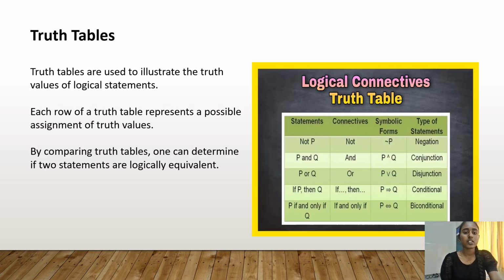Truth tables. Truth tables are used to illustrate the truth values of logical statements, where each row of a truth table represents a possible assignment of truth values. By comparing truth tables, one can determine whether two statements are logically equivalent or not. You can see the table given here: statements, connectives, symbolic forms, and type of statements. Not P, the symbol for which you can refer to here, is negation. P and Q is conjunction, P or Q is disjunction, if P then Q is the conditional, and P if and only if Q is the biconditional.